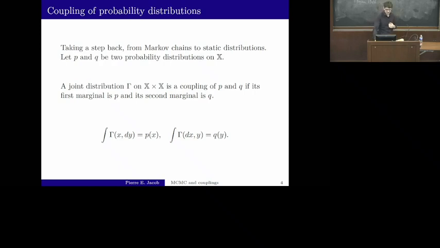So I'm going to take a step back first and talk about static distributions instead of Markov chains. So now let P and Q be two distributions. Could be two normals. We're going to look at the case of two different normals. Now a coupling of two distributions is a joint distribution with the given marginals. Okay, so it's a joint distribution for x and y such that if you integrate y, you get the first distribution p. If you integrate x, you get the second distribution q.